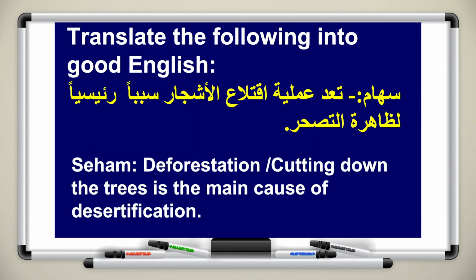سهام. I can say deforestation. If you forgot that one, you can say cutting down the trees. Both are correct. Deforestation or cutting down the trees is the main cause, سبباً رئيسياً, the main cause of desertification.